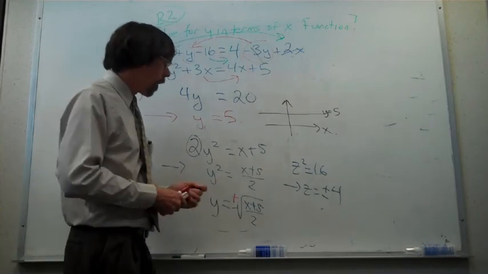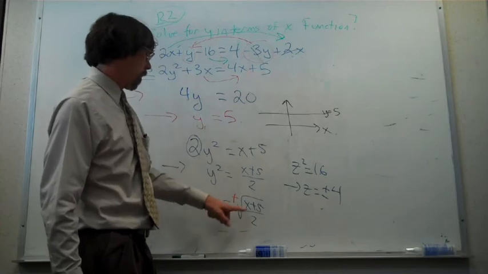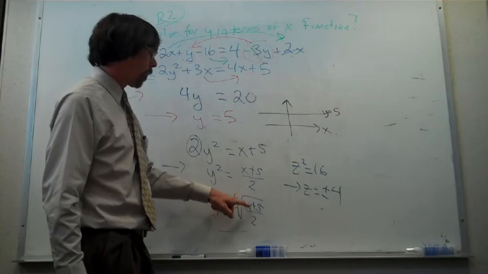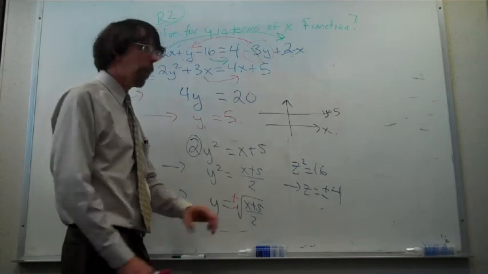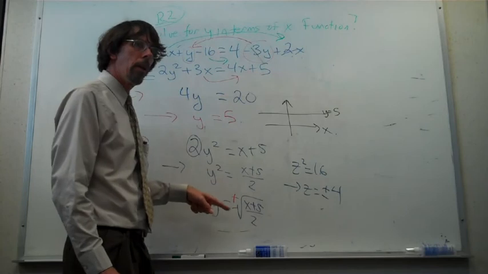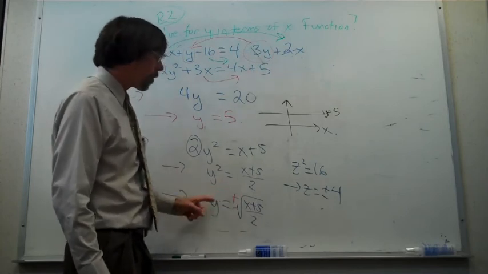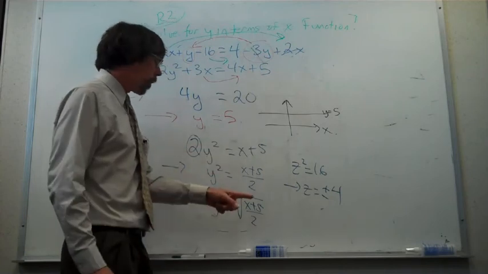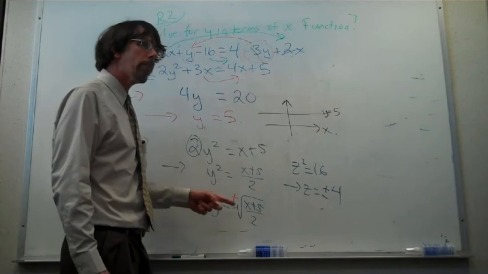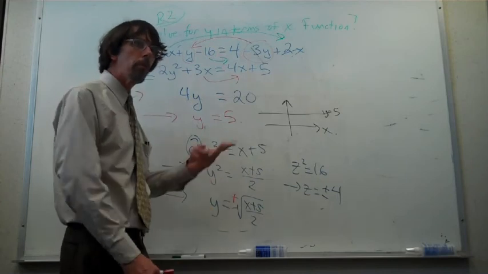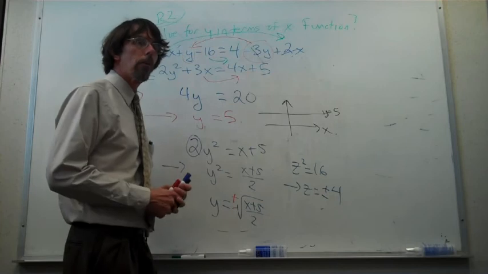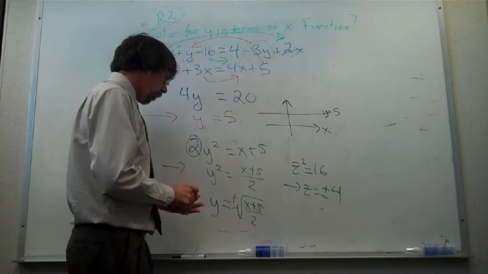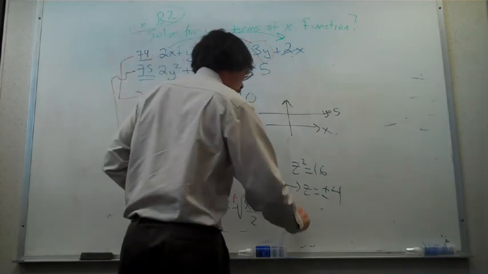Because let's suppose I plugged in x equals 13. What's 13 plus 5? 18. What's 18 divided by 2? 9. What's the square root of 9? 3. And if you hadn't noticed that, you would have said y equals 3. So I gave you an x and you gave me a y. You'd say that's a function. But no, if I give you x is 13, what do you really give me? You give me 3 and negative 3. You give me 2 answers. Is that okay for a function? No. If I give you a number, can you give me more than one number? No. So this guy's not a function. Y is not a function.